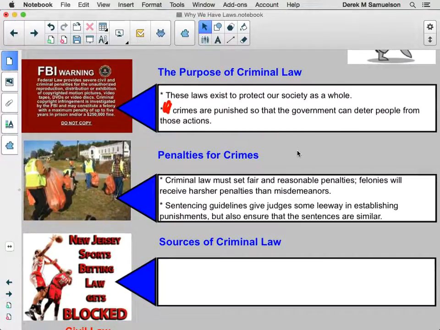Now, penalties for crimes, by law, must be fair and reasonable. That is, you're not going to go to jail for 5 years for stealing bread from a convenience store. That is not a fair or reasonable penalty. They try to match the penalty to the crime that was committed. Now, those more serious crimes, those that we call felonies, do receive harsher penalties than misdemeanors. Usually, if you cause a major crime, you will be going to jail or prison for a year or more.